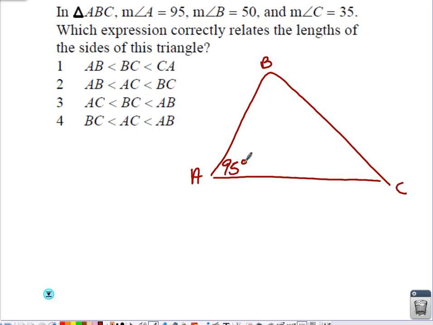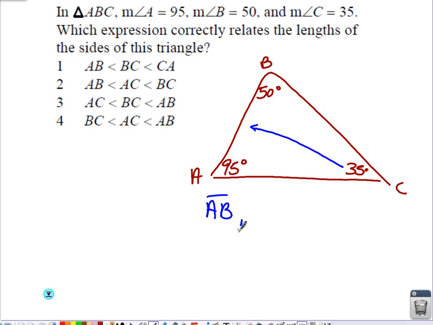A is 95 degrees, not drawn to scale. B is 50 degrees. C is 35 degrees. Jagger, where's the smallest side going to be located? Across from where? It will be BA. Your smallest side is going to be located across from the smallest angle. So like you said, AB or BA will be the smallest side.